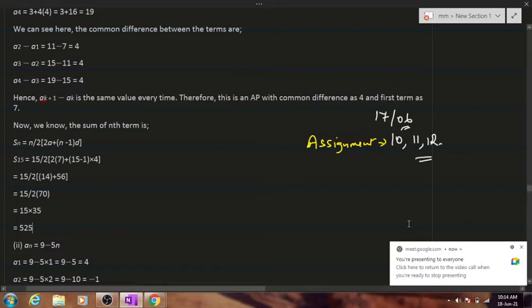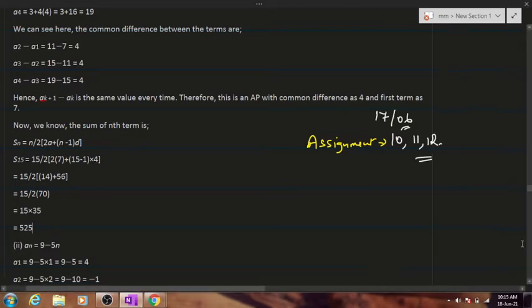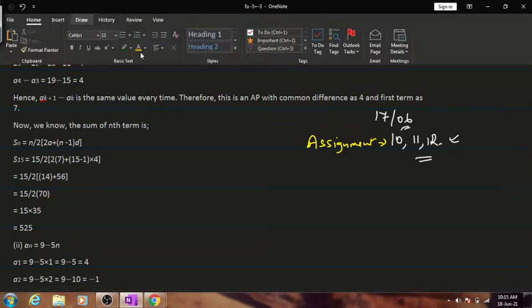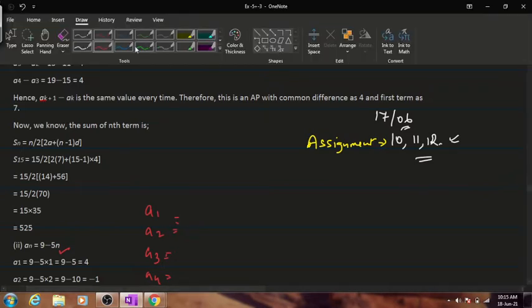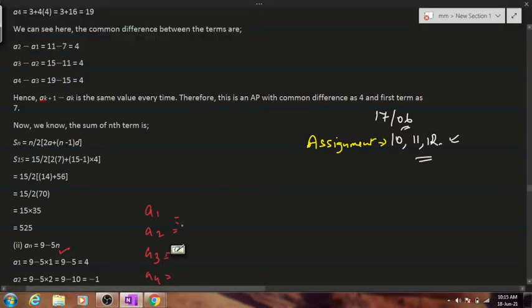Now, yesterday's homework was question number 10, 11, and 12, right? I hope people have done it, but still we'll discuss it in the class. Okay, let's start off. So an is equal to 9 minus 5n. You have to calculate a1, a2, a3, a4. Tell me all these values, students who have done the homework. Just put the value for n and you'll get the answer for all of these.